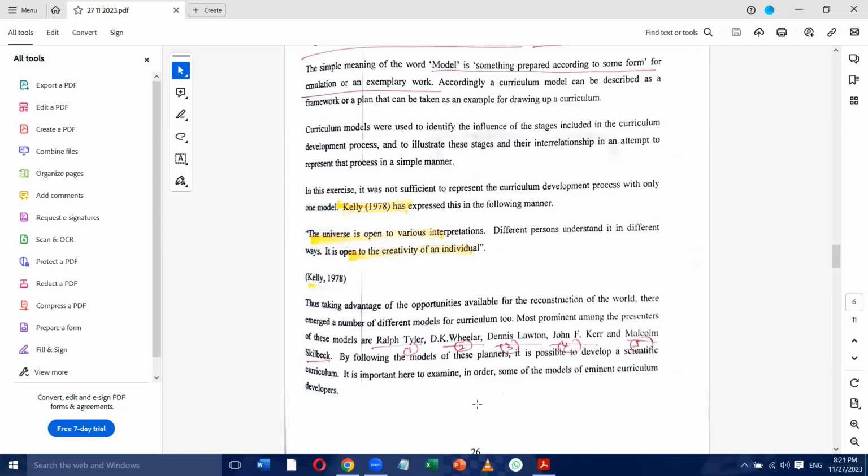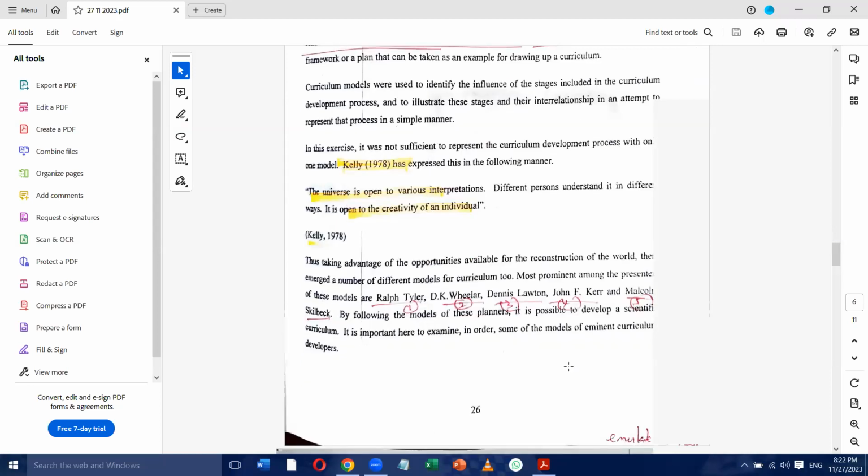So, most prominent among the presenters of these models are Ralph Tyler, D.K. Wheeler, Dennis Lawton, John F. Kerr, and Malcolm Skilbeck. So these are the most prominent scholars who have talked on curriculum. By following the methods of these plans, it is possible to develop a scientific curriculum. So it is important here to examine in order some of the models of eminent curriculum developers. Then, right? We'll see this.